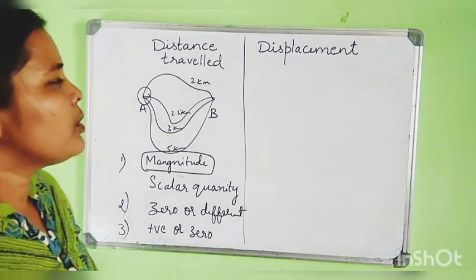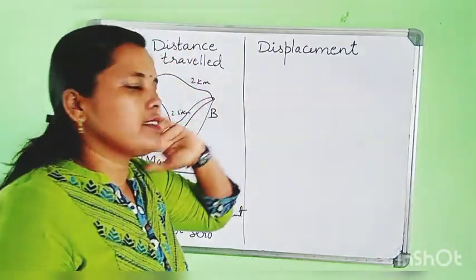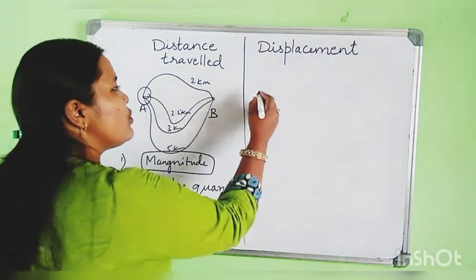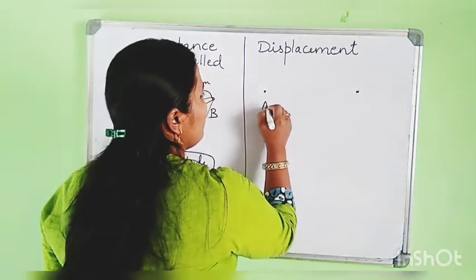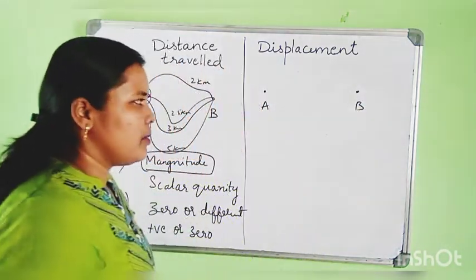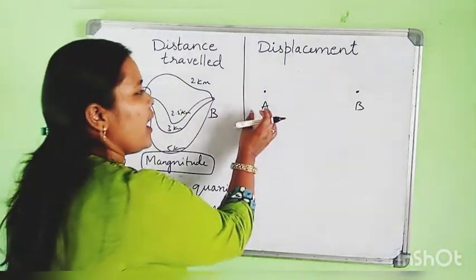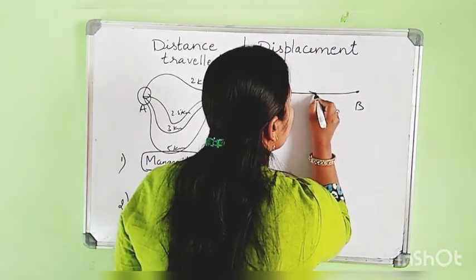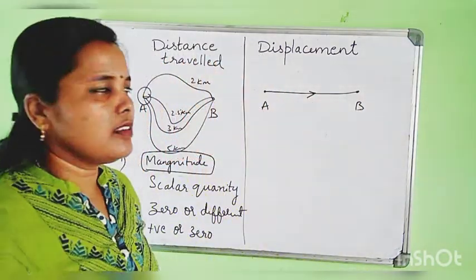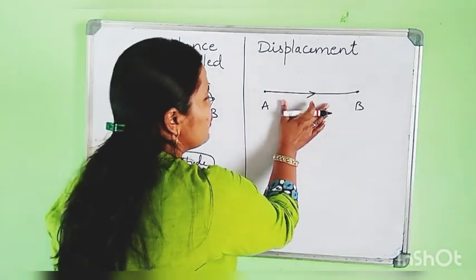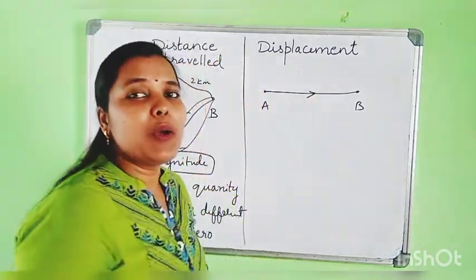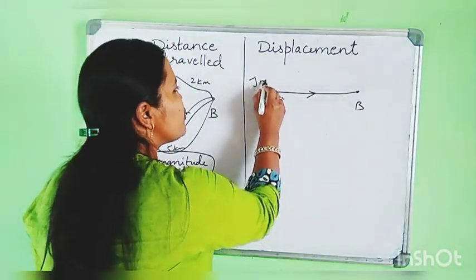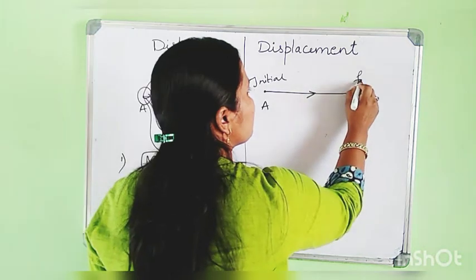Now, let us come to the very important topic of this lesson. This lesson is displacement, right? So, let us consider the same bodies A and B. If body A travels in a single direction, understood? In a single direction. So, how can you define displacement now? It is the shortest distance between the initial position and the final position.